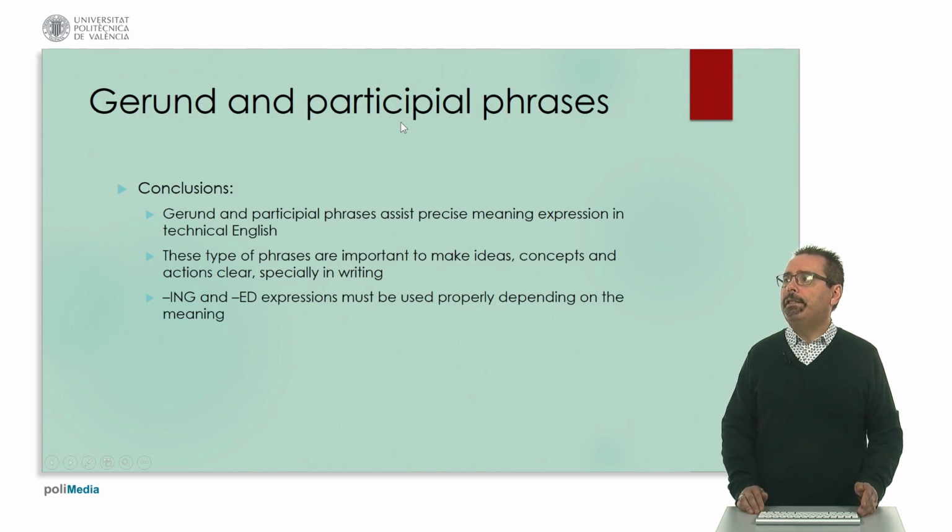participial phrases are very important because they give precision to the expression in technical English. These types of phrases are important to make ideas, concepts, actions very clear, especially in writing. And we have to bear in mind that -ing and -ed expressions must be used properly depending on the meaning and the situation.